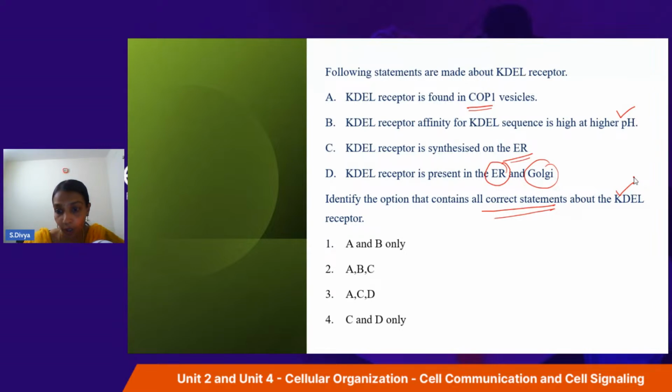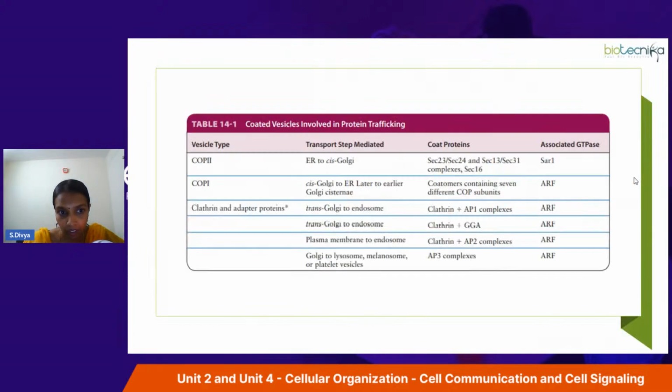Okay, let's find out how it works. The correct answer over here is A, C and D. For this, you need to understand this table. Whenever you go for Unit 2 protein targeting, tables are your saviors, because if you remember the table properly, you can score 4 marks out of it. This is an example of a 4-mark question.